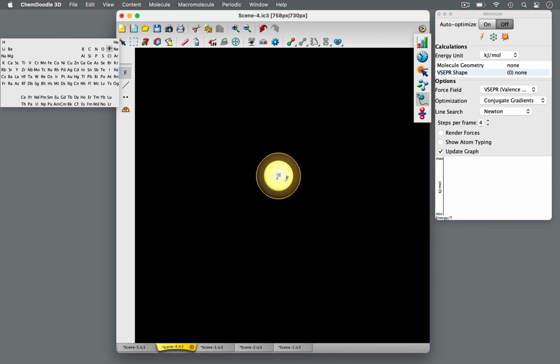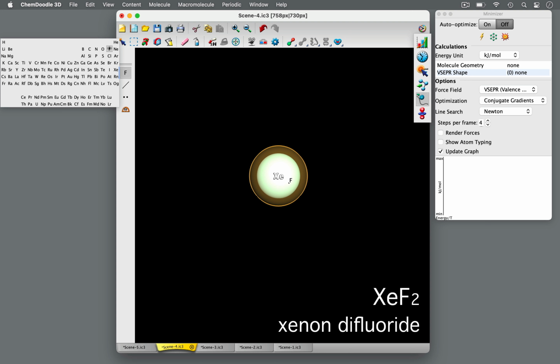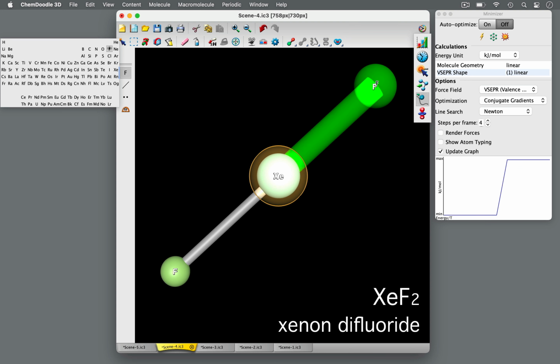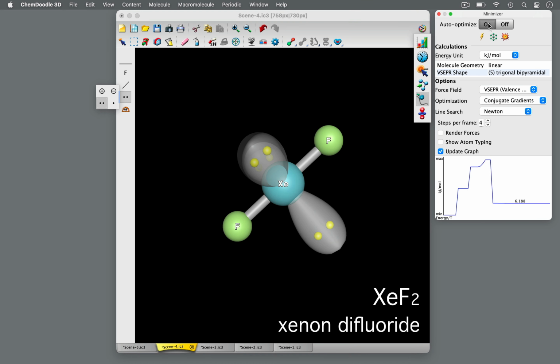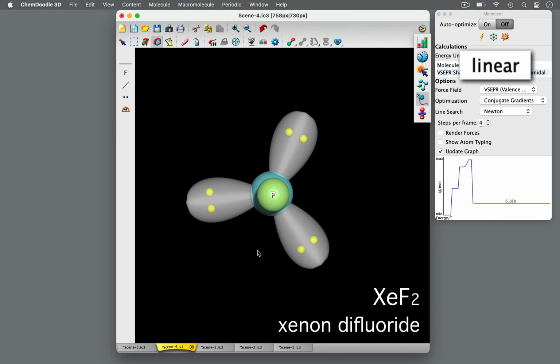Finally, let's consider a molecule with three lone pairs. Xenon difluoride has a central xenon atom connected to two fluorine atoms and three lone pairs. VSEPR theory predicts that it will arrange into a linear molecular geometry.